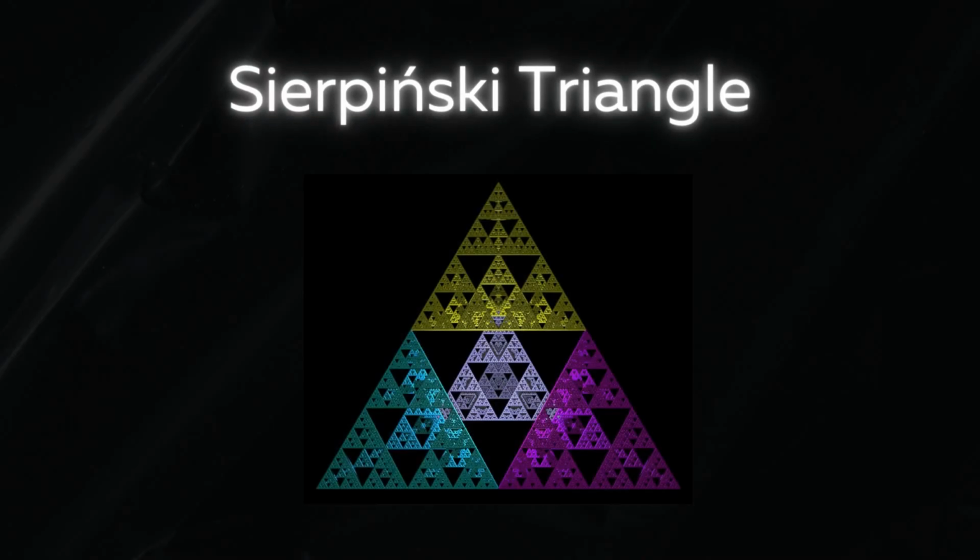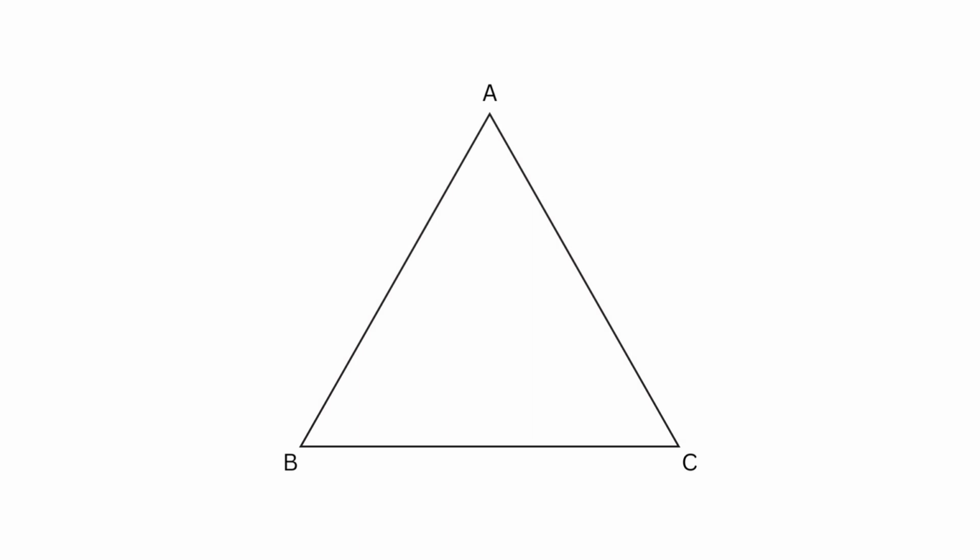Today, we're going to explore the fascinating world of fractals and create one of the most famous fractals called the Sierpiński Triangle. So, let's dive right in. To begin, we have an equilateral triangle with three labeled points, A, B, and C. These points represent the vertices of our triangle.